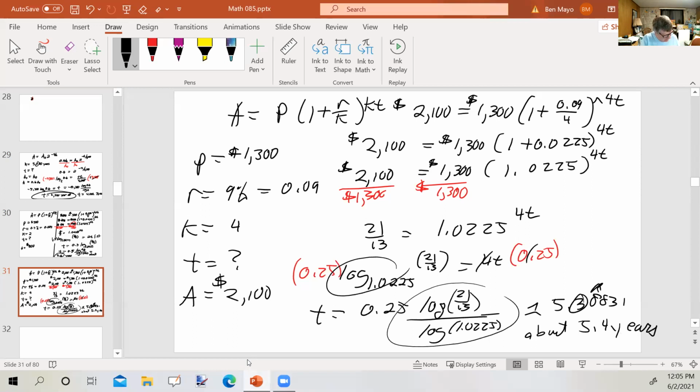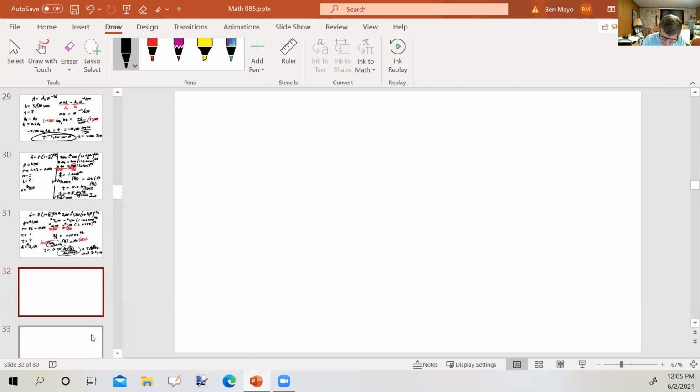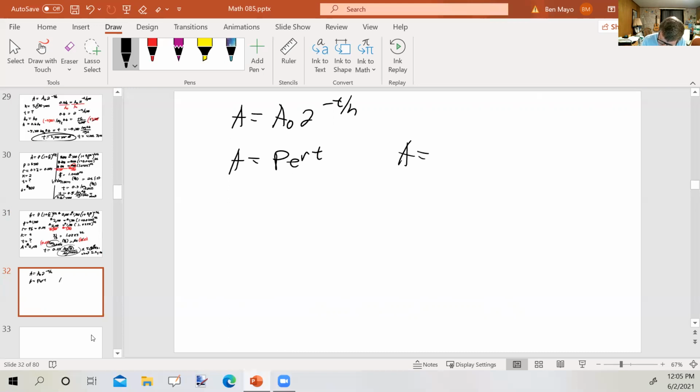years. Okay, so our new formula, A equals A sub 0 times 2 to the negative t over h power, the half-life formula. From the past, we've had this one. We've had this one. And we've had that one.